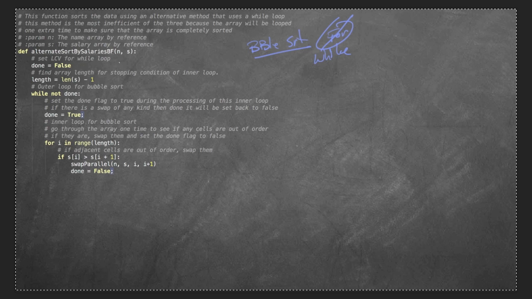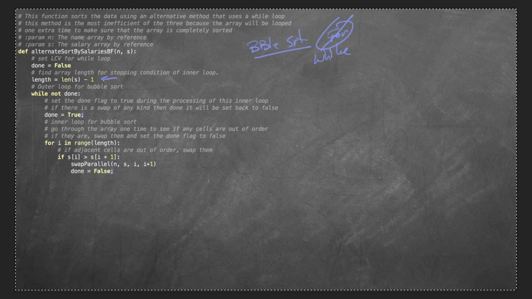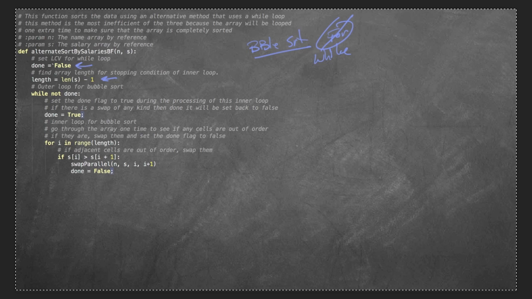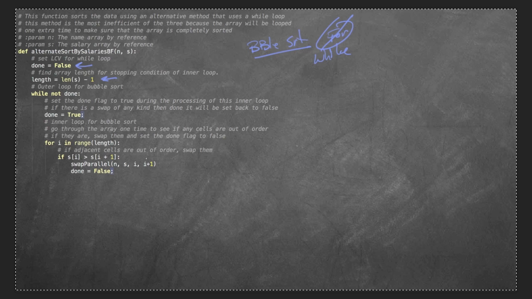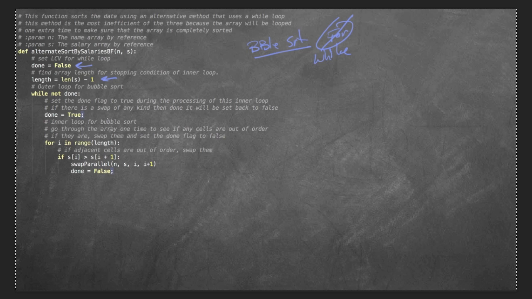Here we have length is equal to length minus 1. We've set up a flag, the loop control variable, and notice again, everybody, how much I've commented this thing. I commented it a little heavier than I needed to make sure that you guys understood it. Here we come down through here. We have while not done. Done is equal to true. I'm going to go ahead and set it to true right off the bat.